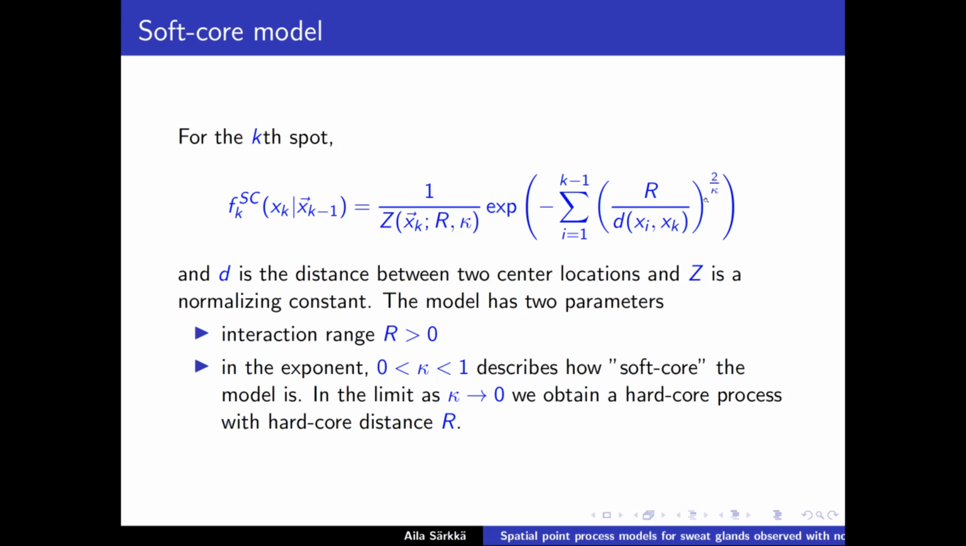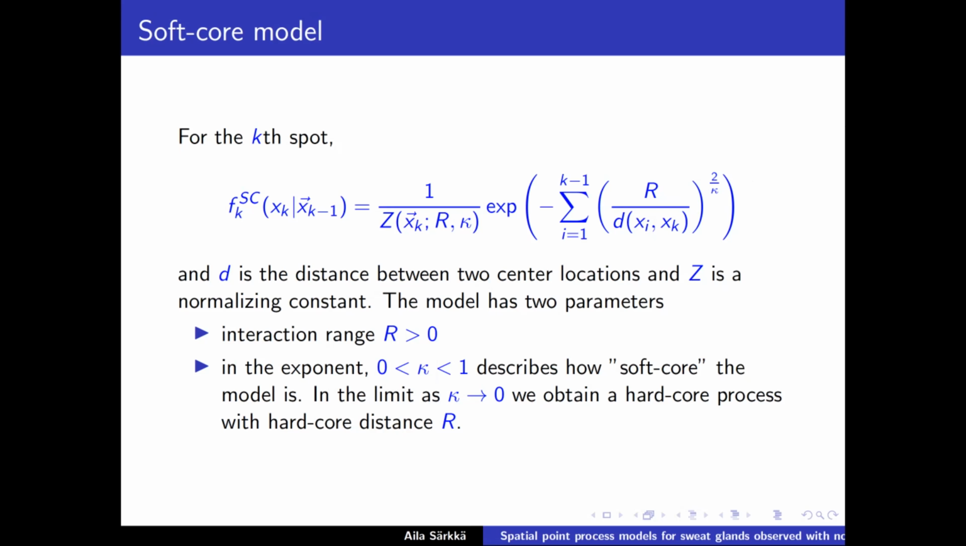This is a parameter between 0 and 1, and it tells how soft core or hardcore the model is. So when it goes to 0, we obtain the hardcore process, meaning that two points can't be closer together than this distance R. But the closer to 1 it is, the more soft core, and the closer to a Poisson process the model is. And this one here is the scaling factor.